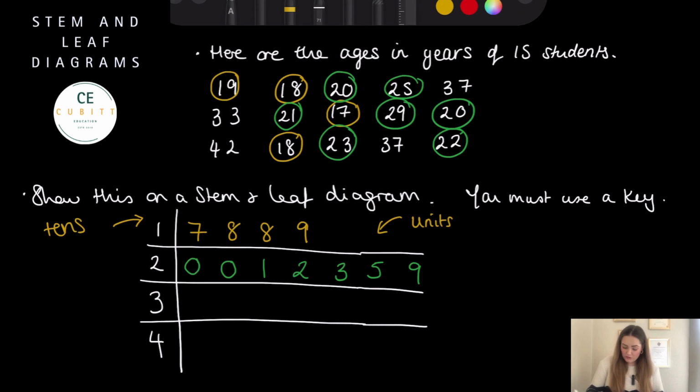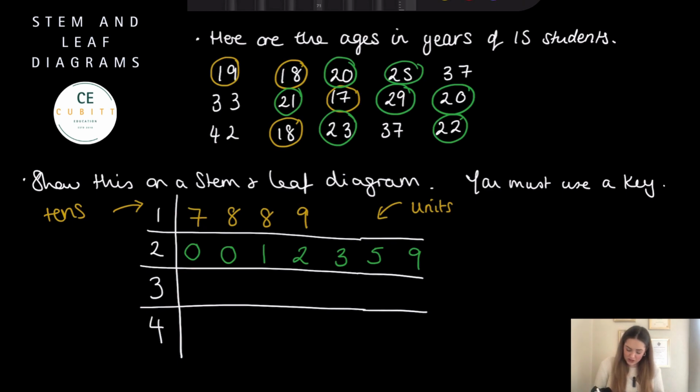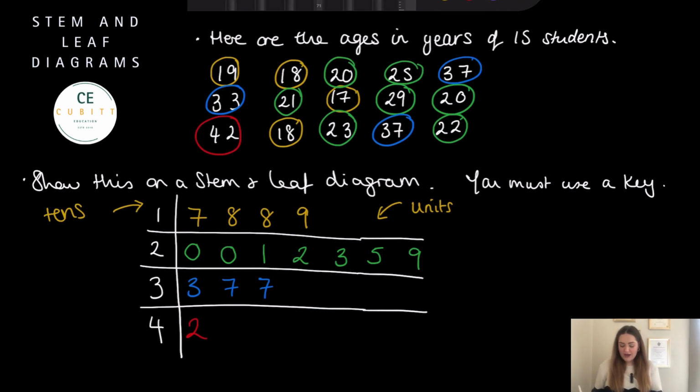Okay, then we're going to move on to our 3s, our 3 lots of 10. The smallest 30 is 33, just there, pop a 3 in, 37, and then another 37. And then the last one you've got there is your 42. So we can just pop a 2 in there. So there you have created your stem and leaf diagram, and that's all you've got to do.